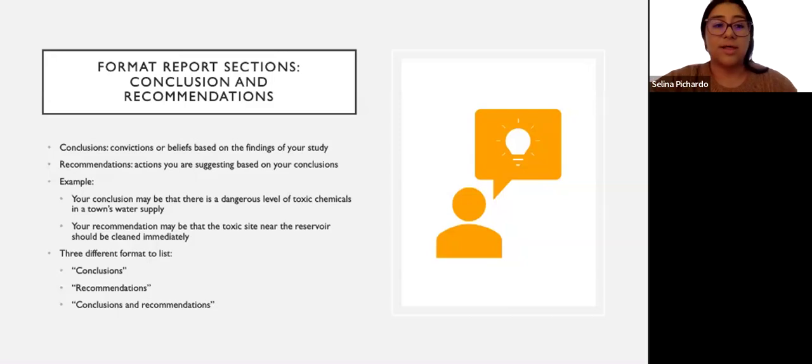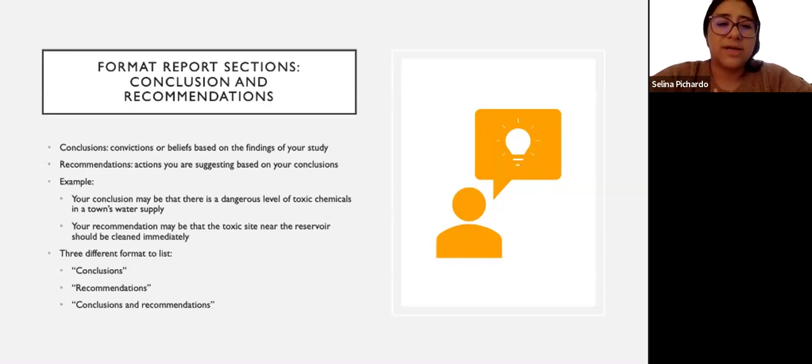So, for example, maybe your conclusion is there's a dangerous level of toxic chemicals in a town's water supply. That's your conclusion at the end of your report. Your recommendation may be that the toxic site near the reservoir needs to be cleaned immediately.